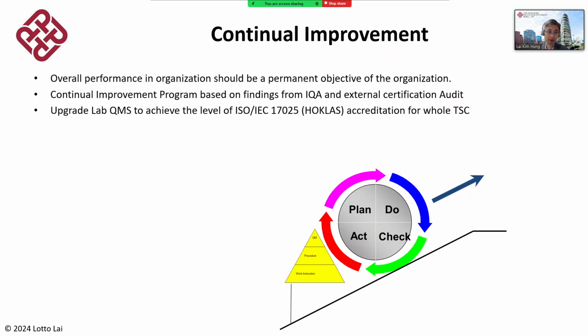So continued improvement of overall performance in the organization should be a permanent objective of the organization. Usually we have a continuous improvement program, and you identify all your findings in internal quality audits, and also involve external certification audits. We would like to upgrade our laboratory quality management system from ISO 9000 to the higher level, 17025 accreditation. This is also a part of our continuous improvement plan.